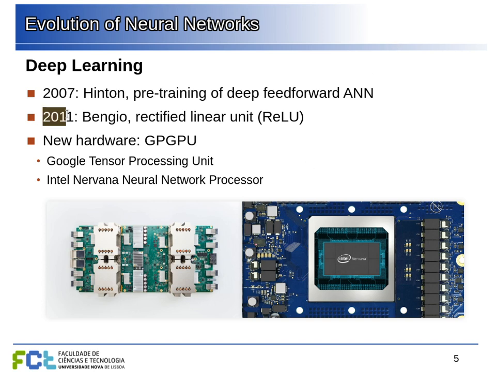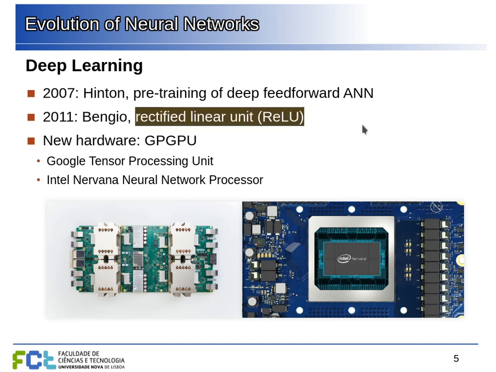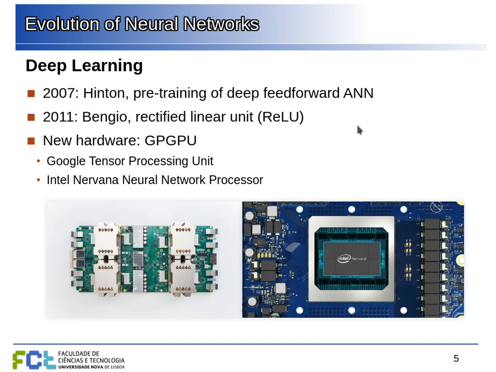But in 2011, there was this big jump, big innovation of the rectified linear unit. I'm going to explain this a bit more when I talk about the vanishing gradients problem, but this made a big difference in how we can train deep neural networks.